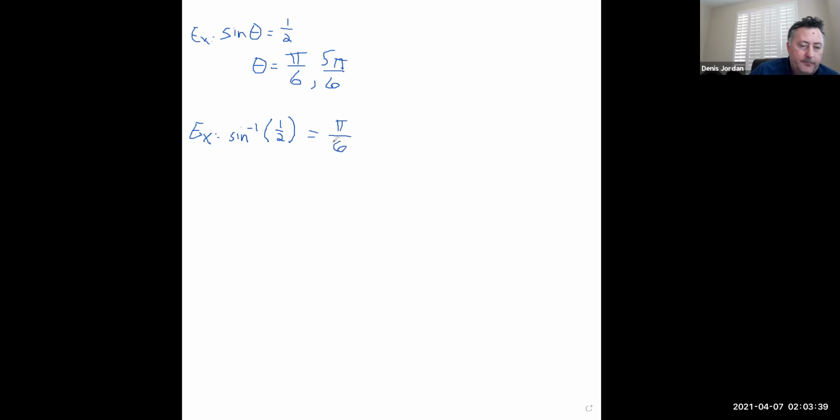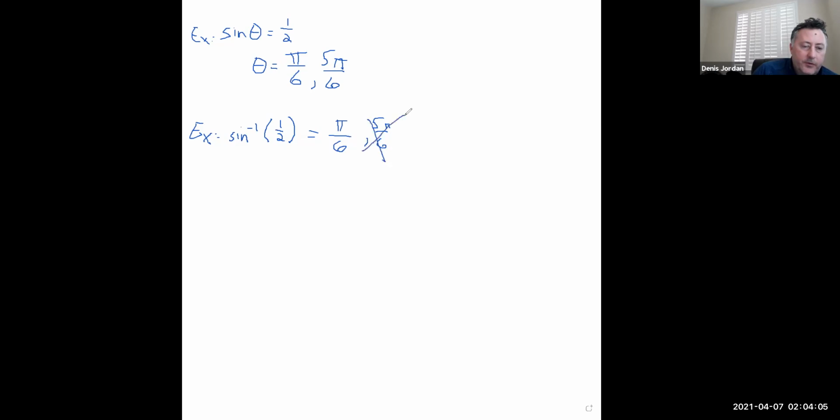And what a lot of people want to do is say that's pi over 6, and 5 pi over 6, because of what they just solved for up here. They know that sine of theta equals a half in 2 different spots. So they're like, okay, I'm just going backwards. So inverse sine is going to be pi over 6 and 5 pi over 6, but it's not.